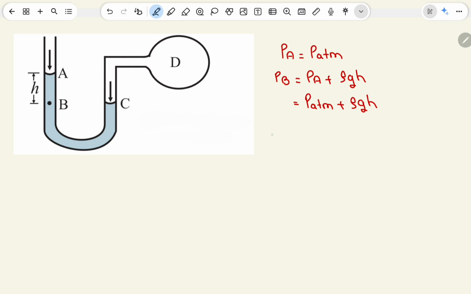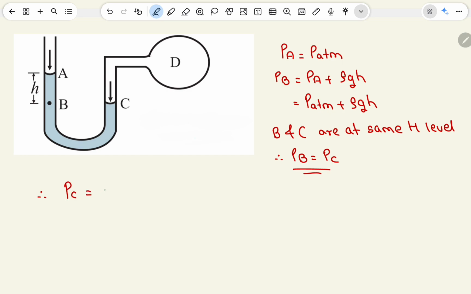Now we can see that the points B and C are at the same horizontal level. Therefore, we can write that pressure at point B is equal to pressure at point C, because they are in the same liquid and they are also at the same horizontal level. Therefore, pressure at point C is nothing but pressure at point B, which is P ATM plus rho g h.